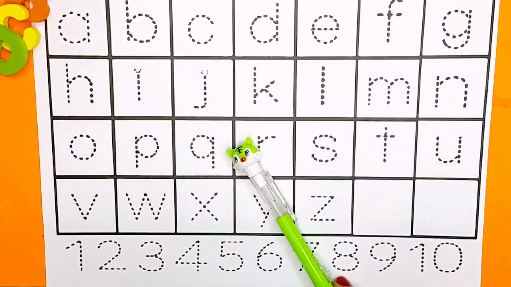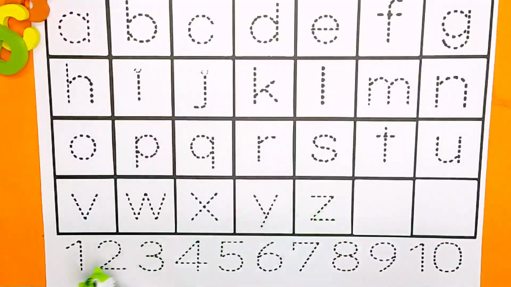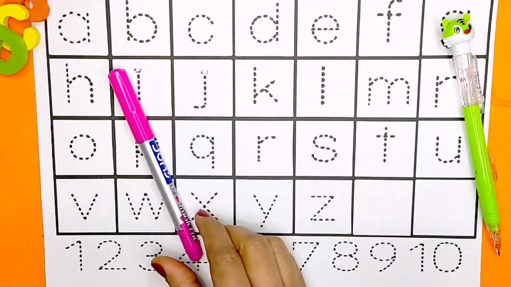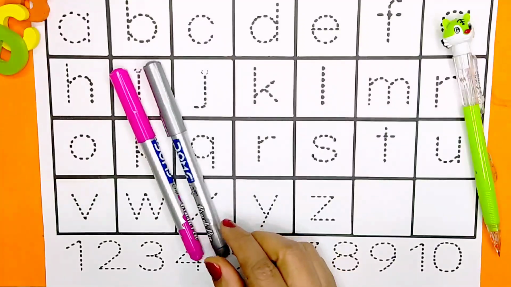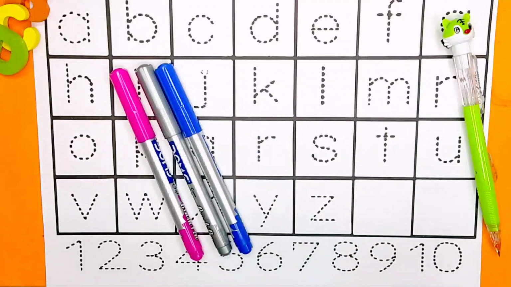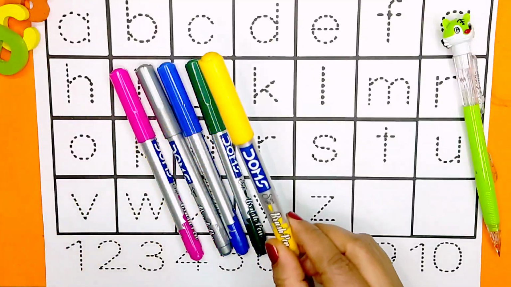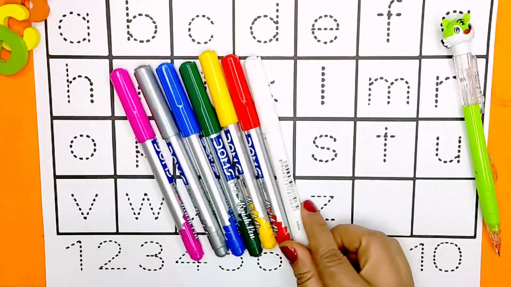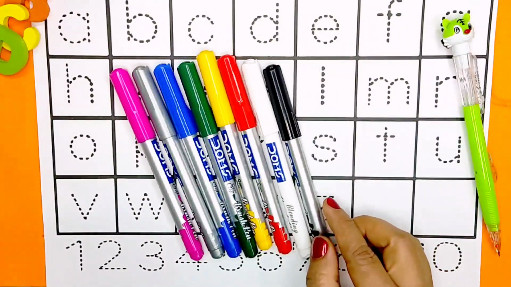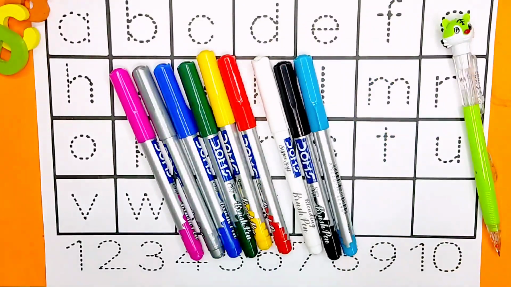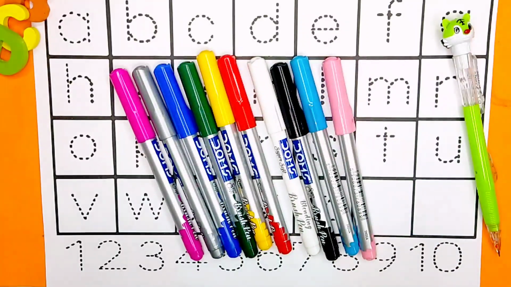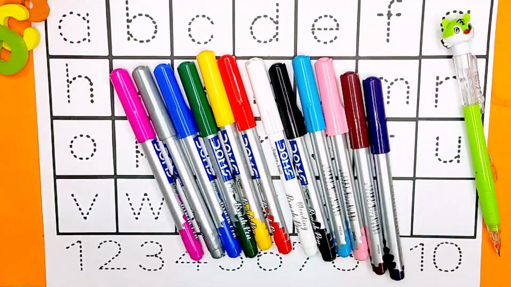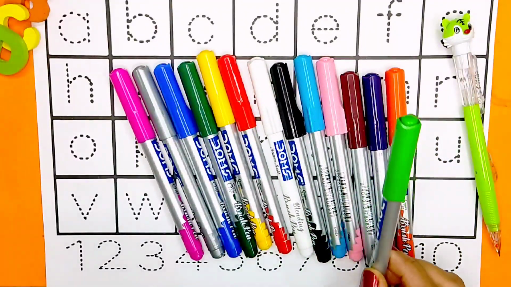Hello friends, today we will learn small letter alphabet A to Z and number with color names. So let's start. Pink color, grey color, blue color, dark green color, yellow color, red color, white color, black color, sky blue color, peach pink color, brown color, purple color, orange color and light green color.